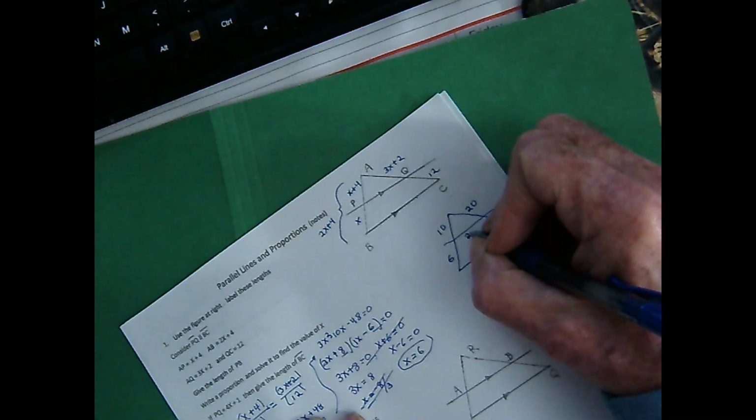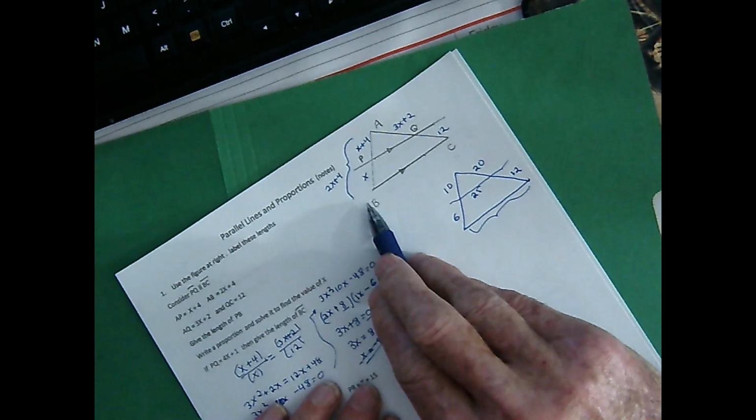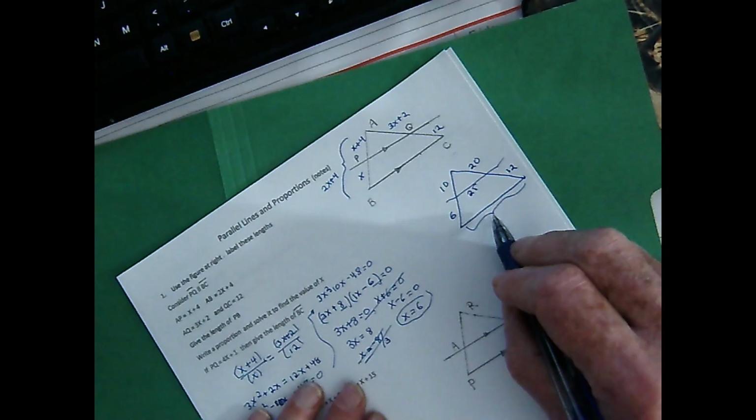Find this length down here. PB. Yeah. Oh, excuse me, it should say that length. I'm looking for BC right there. It does say PB here, but I'm looking for that lower length, I know. I'm going to call it X.